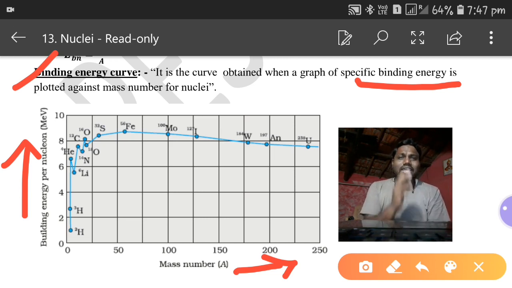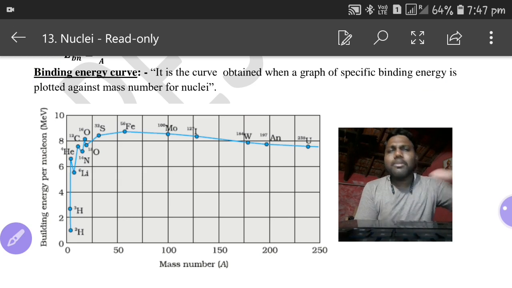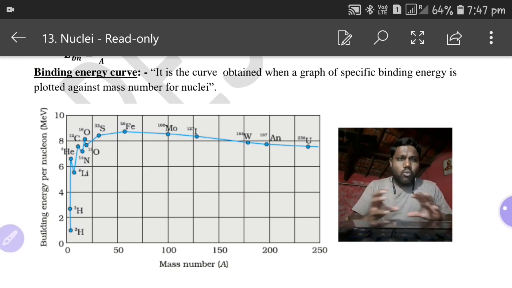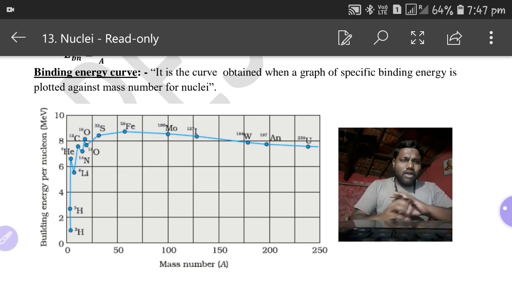This binding energy curve explains many things to us. By looking at this curve, I will try to explain the different characteristics of the binding energy curve. This is the very important part as far as the binding energy curve is concerned.